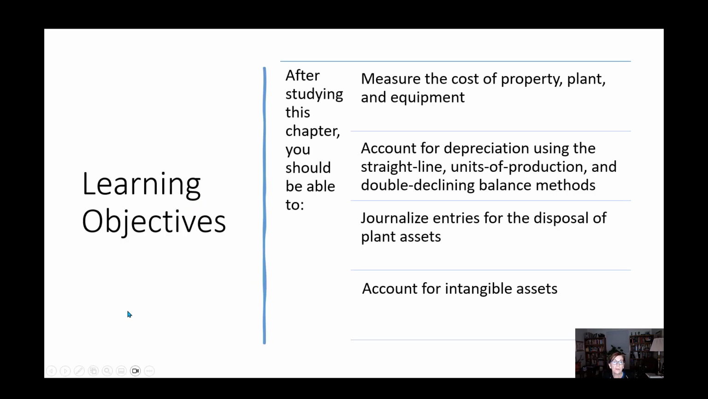So 3 of our learning objectives have to do with the whole life cycle of property, plant, and equipment assets, starting from when we buy them. So measuring the cost of the assets, then accounting for depreciation using 3 different methods, journalizing entries for the disposal of plant assets, and then finally accounting for intangible assets.